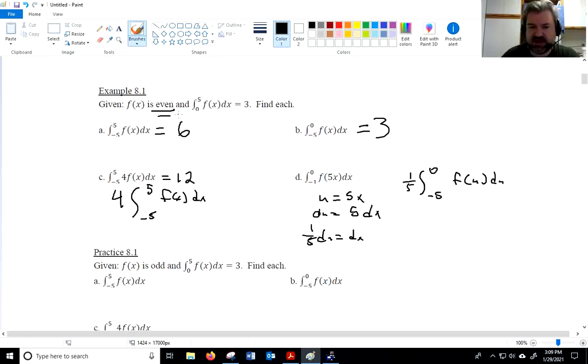Now the integral of f of x from 0 to 5 is 3. So the integral from negative 5 to 0 of f of u would be also 3 because it's an even function. All that's different is the letter, but I could call this x, u, z, q, whatever. So this is just 1/5 times 3, or 3/5.